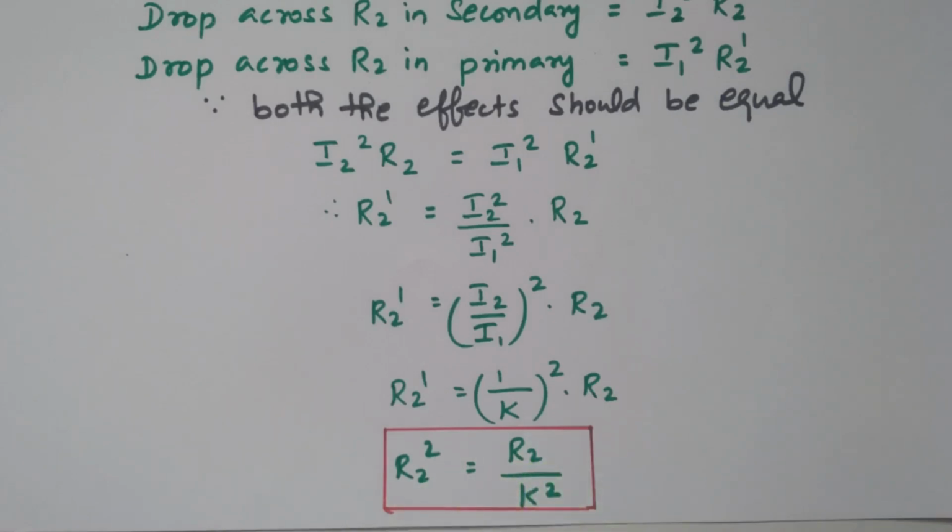So in general, if any parameter is transferred from secondary to primary, it is divided by K. While transferring from primary to secondary, it is multiplied by K. Now we'll go to the total resistance.